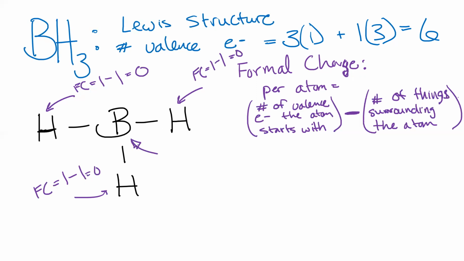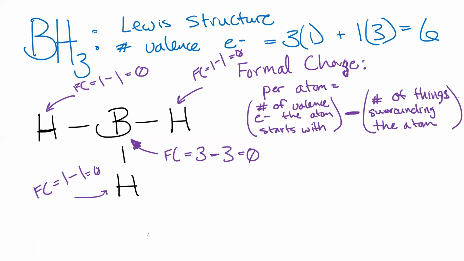And let's not ignore or forget about the boron. The formal charge of the boron is 3 valence electrons that it starts with, being in the third group of the main blocks of the periodic table, minus 3 things surrounding it, giving us a formal charge of 0 for that boron as our central atom. So you can see that this actually is a very stable structure. There is no formal charge. Okay. Now, we know that this is the Lewis structure of boron trihydride.